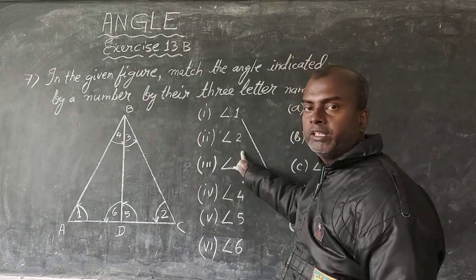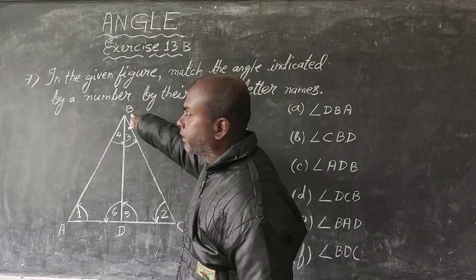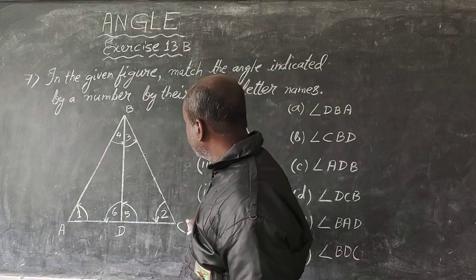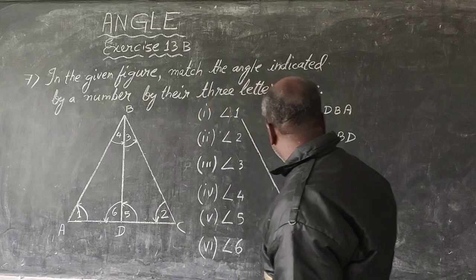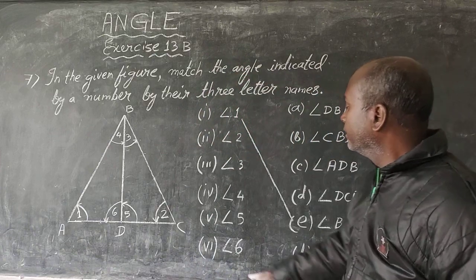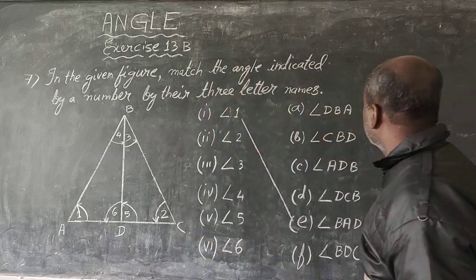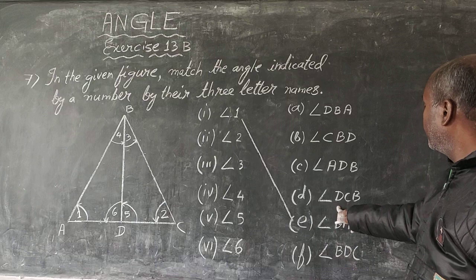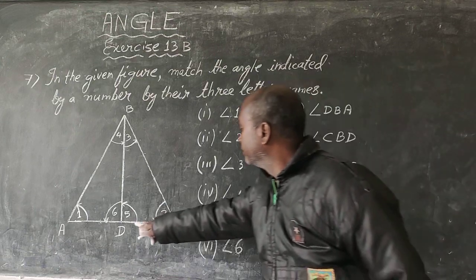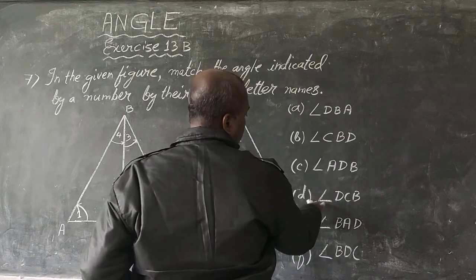Alright, now let's look at where is angle 2. Here is angle 2. What's the name? The full 3-letter name? BCD or BCB. In both cases, C should be in the middle. So we have, yes, we have BCB. So angle 2 matches with angle BCB.